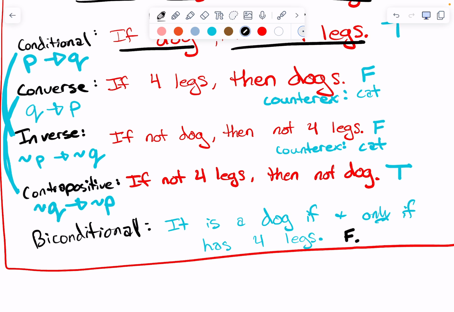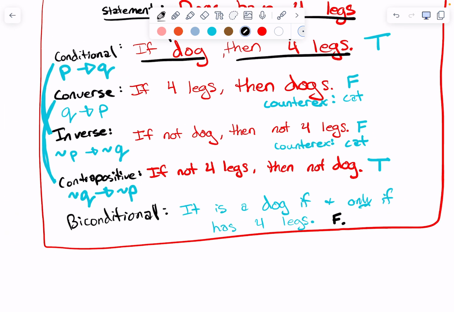It's saying, if it's a dog, then it has 4 legs, and if it has 4 legs, then it's a dog. That's not true. This is like saying it can only be a dog if it has 4 legs, or if it has 4 legs, it can only be a dog. Only dogs have 4 legs. Those 2 things are not completely true, so that's false. Got it? That's what the biconditional is. If and only if. Got it?